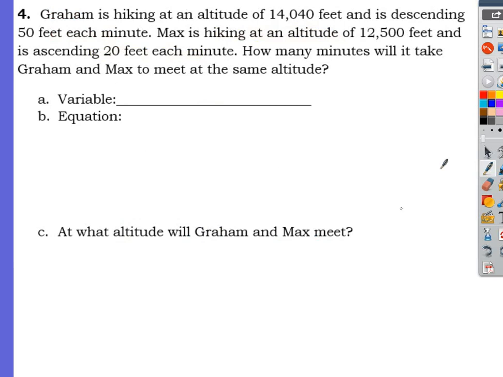All right, one more. So defining our variables. If you guys read through this, Graham is hiking at an altitude of 14,040 feet and is descending 50 feet each minute. Max is hiking at an altitude of 12,500 feet and is ascending 20 feet each minute. How many minutes? So again, my variable I'm just going to call m is going to be minutes. Okay, my equation is, remember, we want them to be at the same altitude, right? So we want Graham to be at the same altitude as Max.